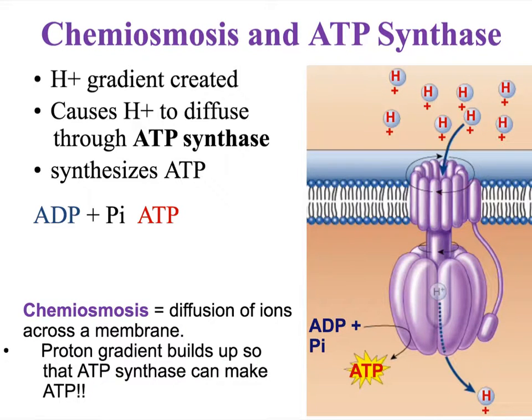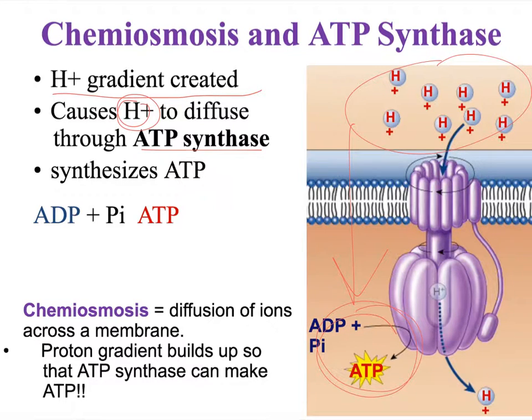Okay, so that's what I was talking about here, the gradient. The protons are going to diffuse from that area of high concentration to low concentration, so don't get confused. This is not active transport. You do have a concentration gradient, and it is diffusing down its concentration gradient, okay? And the protons diffuse down through this ATP synthase, which allows the formation of ATP.